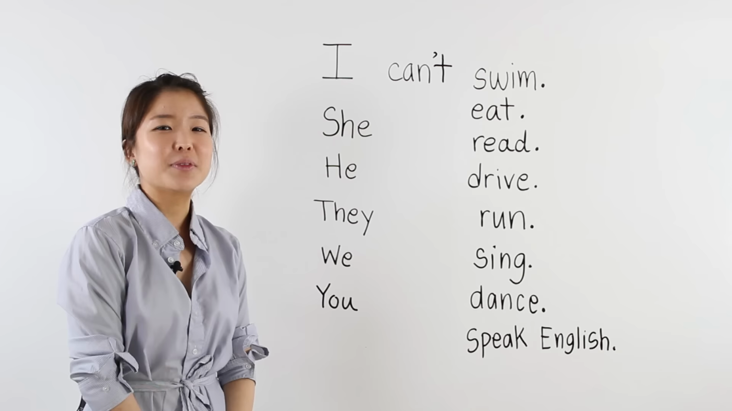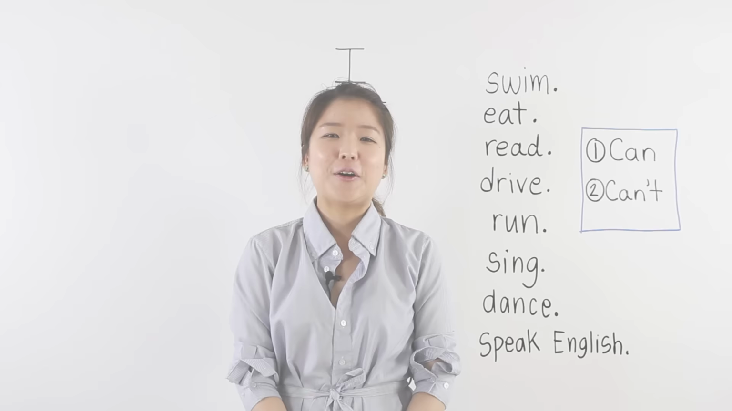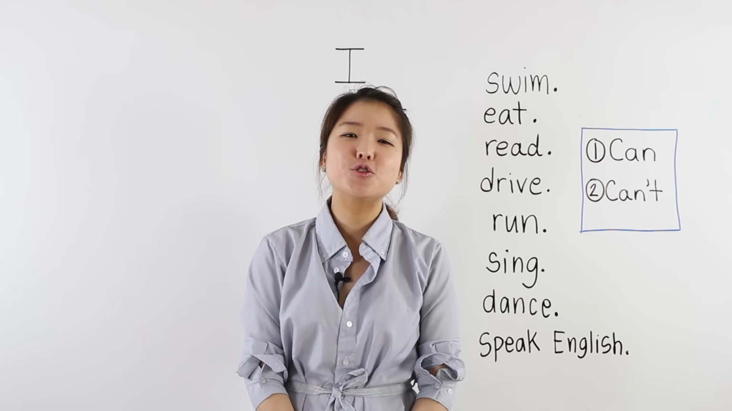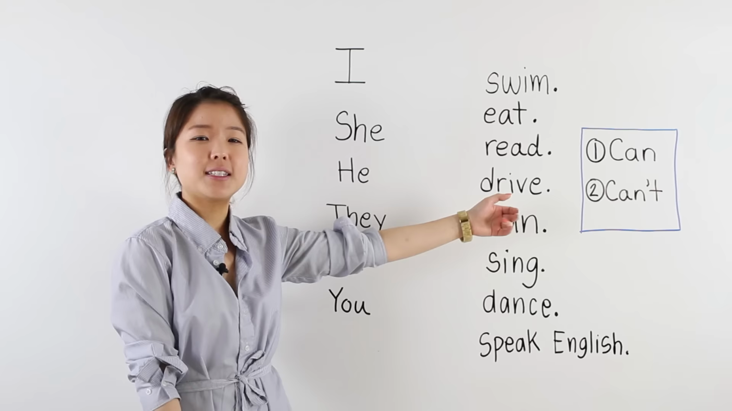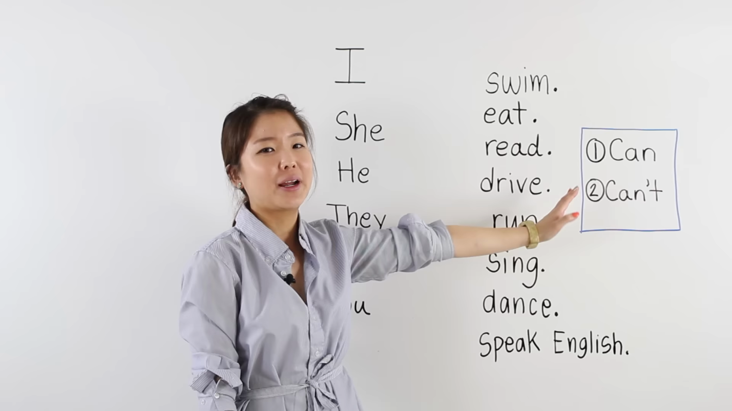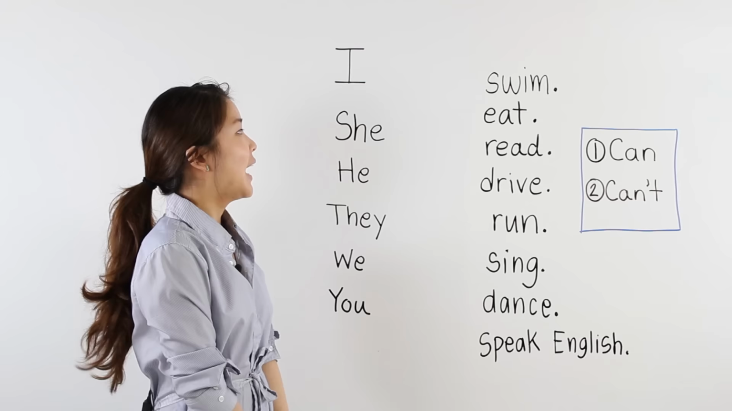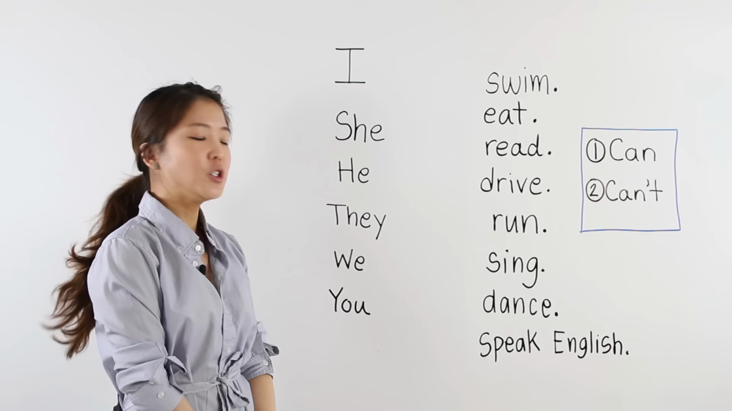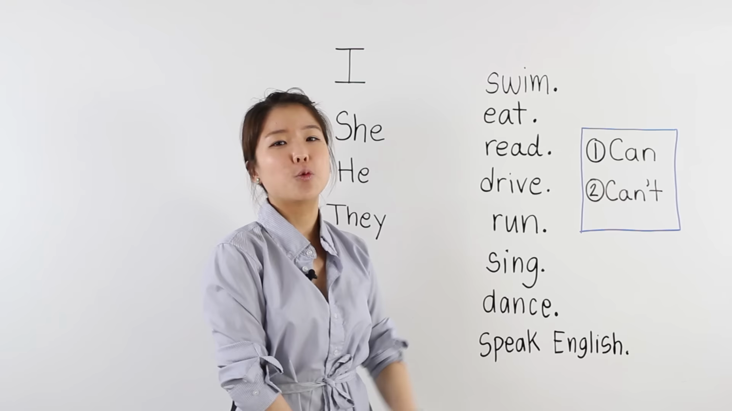Okay, and let's try a test now. Let's try a practice test together. It's not that hard. All you have to do is listen carefully. And as I read these sentences, you have to listen and see if I'm using one, can, or two, can't. All right, so I'll do this slowly. The first one, let's do swim, and let's use I. I can swim. Which one do you think I used? Well, if you listen carefully, yes, I used number one, can.